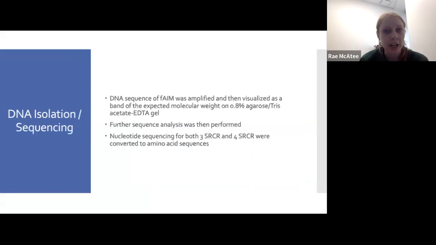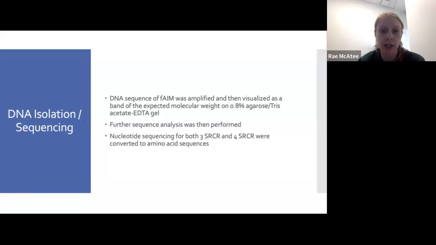And so for the DNA isolation and sequencing, they talk a lot about the technical aspect of this that I won't get too far into, but essentially they sequenced the DNA and amplified the AIM protein and visualized it on a gel. So based off of the expected molecular weight, was it the 37 kilodalton 3-domain wild type, or was it the 45 kilodalton 4-domain variant?